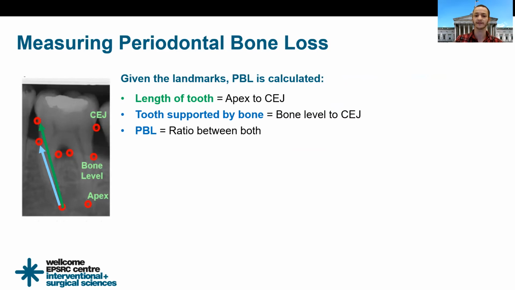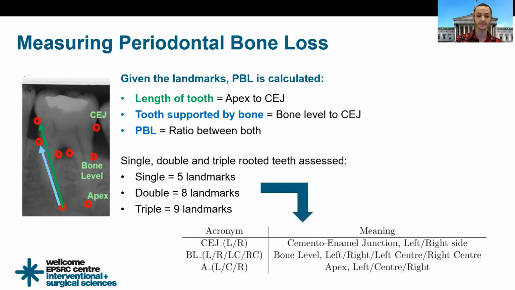We discussed that the definition of periodontal bone loss is the ratio of the tooth supported by the bone with the length of the tooth. And this is measured, it's recommended clinically to be measured between the landmarks apex, bone level, which is the intersection between the tooth and the bone, and the CEJ, which is the cemento-enamel junction. And this is why we've selected a landmark localization technique, so as to conform to this clinical method.